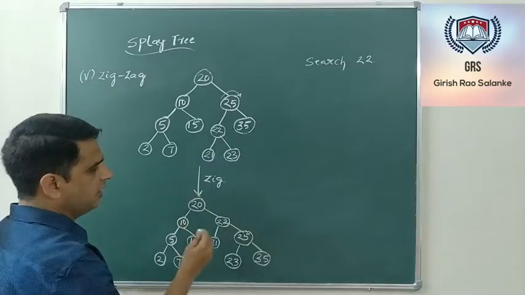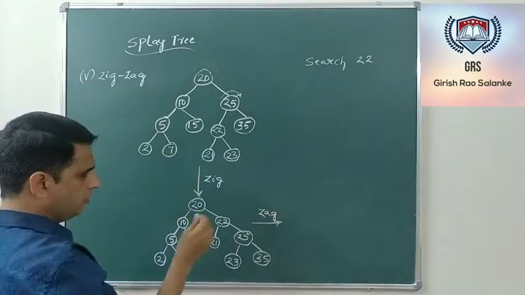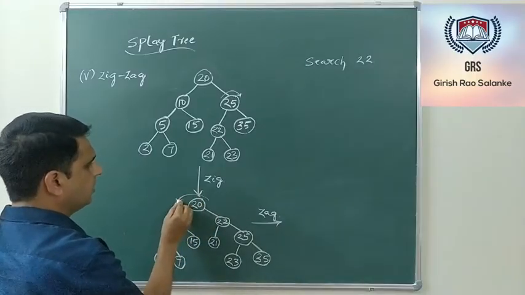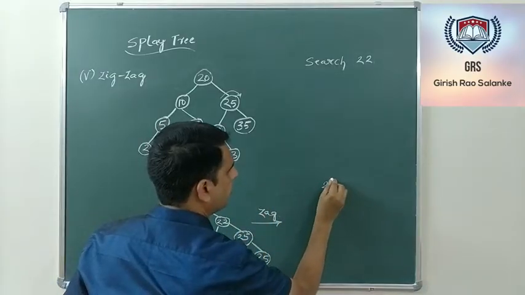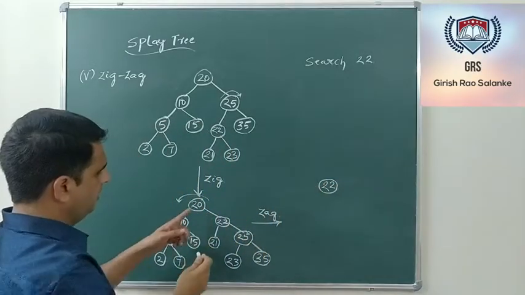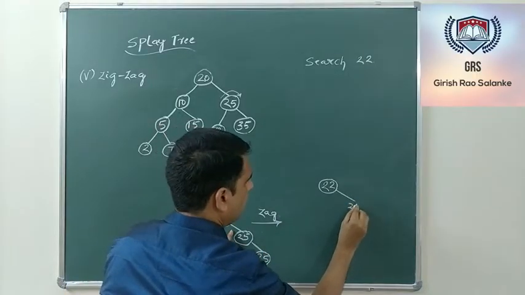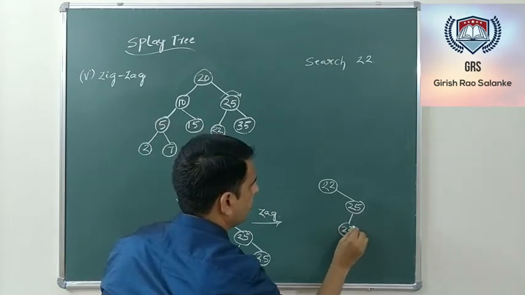Now I am done with zig. Now do a zag operation. If you do a zag operation, you need to perform a left rotation. Left means, okay, now rotate. So 22 became the root node. All the subtree to the right side of 22 remains as it is.